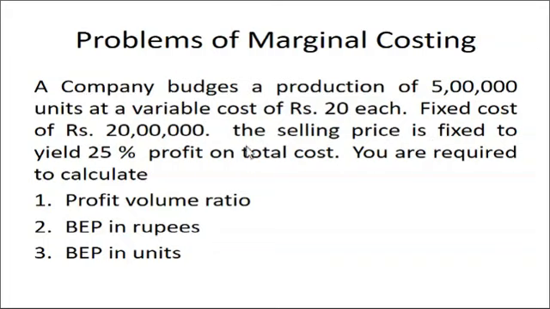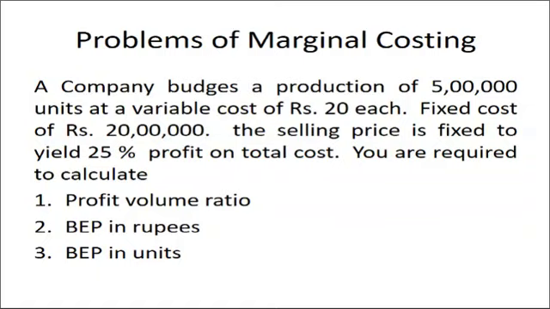The selling price is fixed to yield 25% profit on total cost. Please understand, whatever the total cost is, 25% of the total cost will be the profit. Please keep this in a point. I will repeat: the selling price is fixed to yield 25% profit on total cost. That means whatever the total cost is, if we calculate 25% of it, that will be the profit. We need to calculate PV ratio, BEP in rupees, BEP in units.